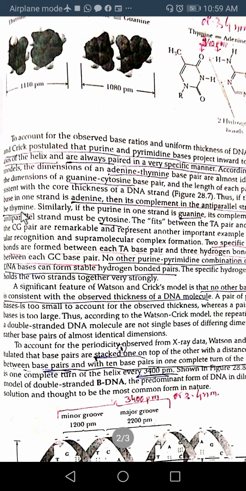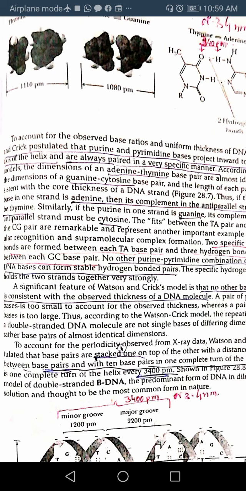This one. So this is AT. Adenine is connected with thymine. Similarly, if the purine in one strand is guanine, its complementary base is cytosine, which is a pyrimidine base in the other strand. So in this way, these are connected with one another.